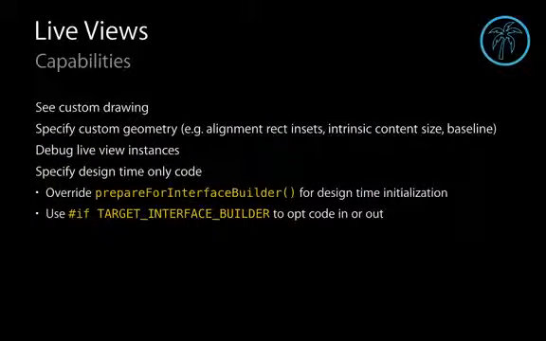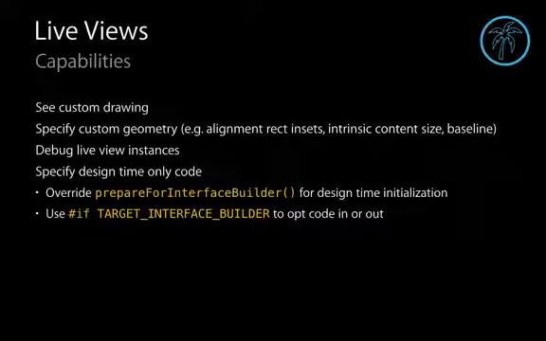Live views allows you to do all kinds of things. You can see your custom drawing. You can have custom geometry and interact with it. One method I didn't show you is you can also provide the alignment rect insets that are on both iOS and OS X. You can debug your views right in the canvas. And you can also use several mechanisms for interacting with your code at design time.